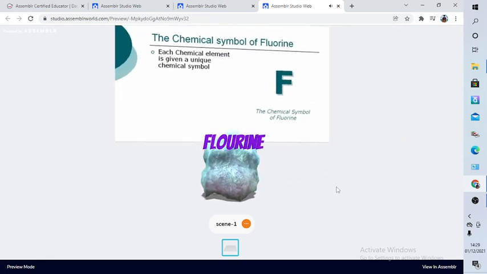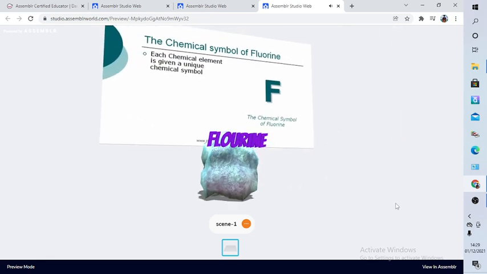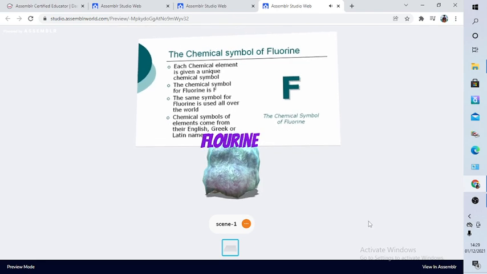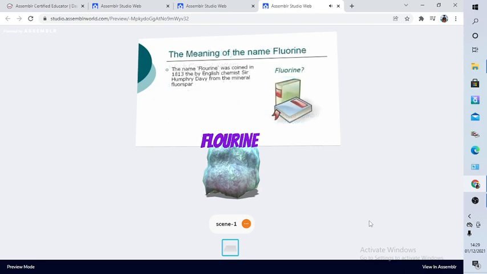Each chemical element is given a unique chemical symbol, which is used all over the world. The chemical symbol for fluorine is F. The chemical symbols of elements come from their English, Greek, or Latin names. The first letter of a symbol is always a capital letter, and if there are any subsequent letters, they are expressed in lowercase.